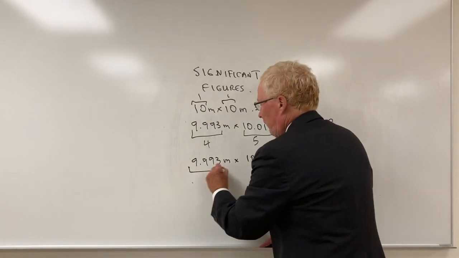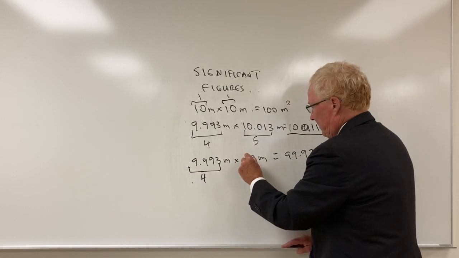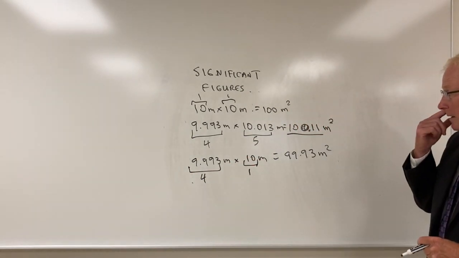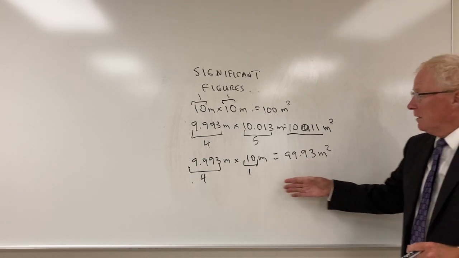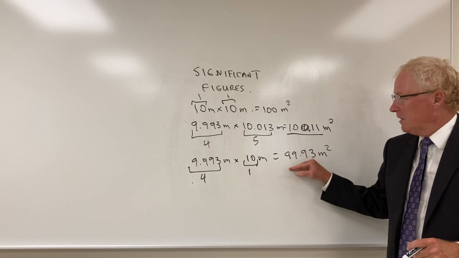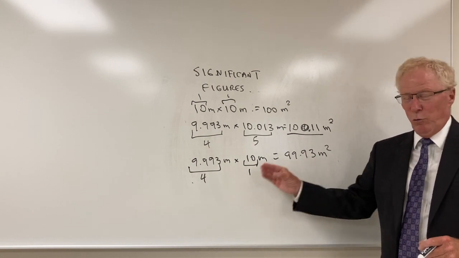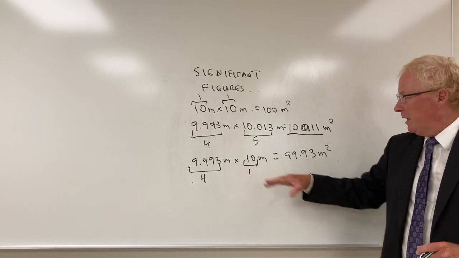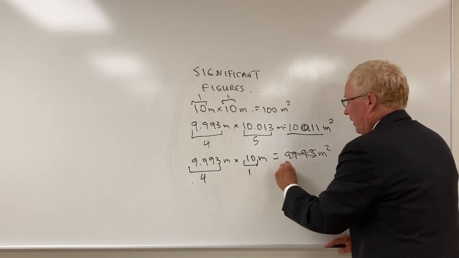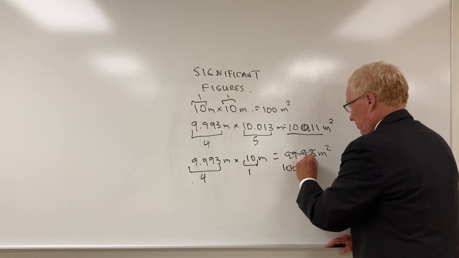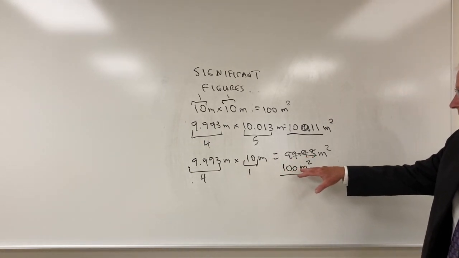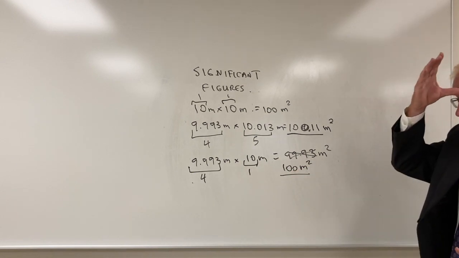Is that correct? Well, this number has four significant figures. This one has one, and this has four, but when you do a multiplication, the answer is only as accurate as your weakest measurement. This one only has one. So I can only do this to one significant figure, and that'd be approximately 100 meters squared. Zeros do not mean anything, they're just placeholders.